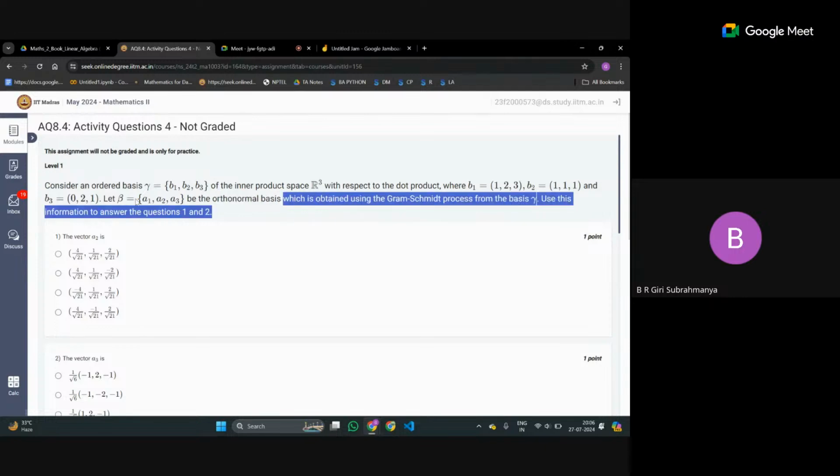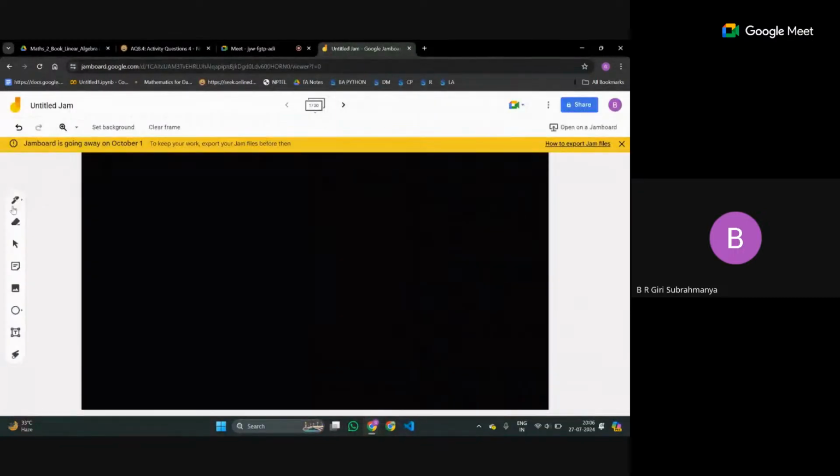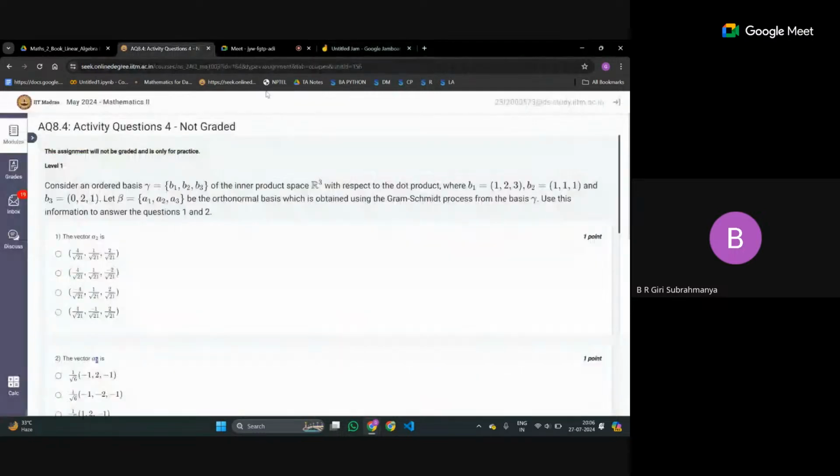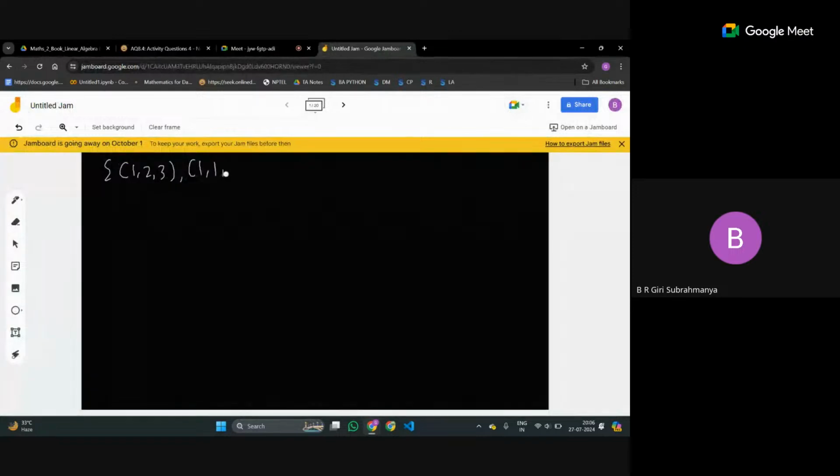So we have to find this basis using the Gram-Schmidt process. From this information, we have to answer question 1 and 2. Question 1 is what is the vector A2, and question 2 is what is the vector A3. So first, the set which we are given is (1, 2, 3), (1, 1, 1) and (0, 2, 1).